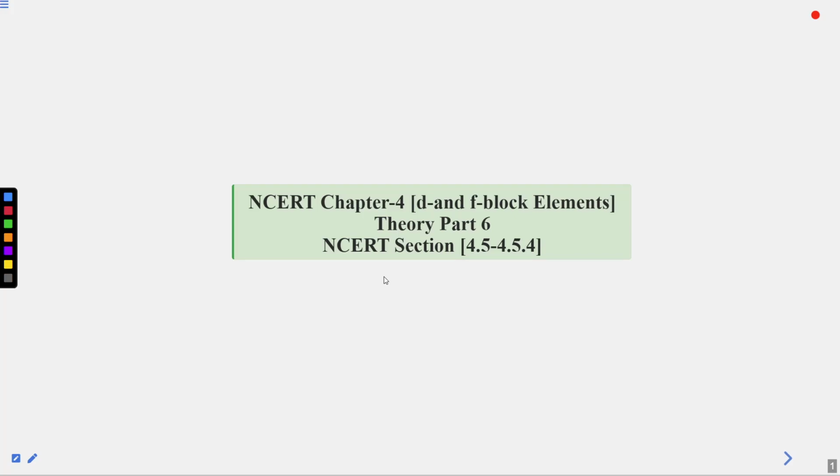Hello everyone. Today we are going to cover the theory part 6 of D and F block elements of our NCERT chapter 4. So let's start today's topic, NCERT chapter 4 D and F block elements theory part 6, and today we are going to cover NCERT section 4.5 to 4.5.4.